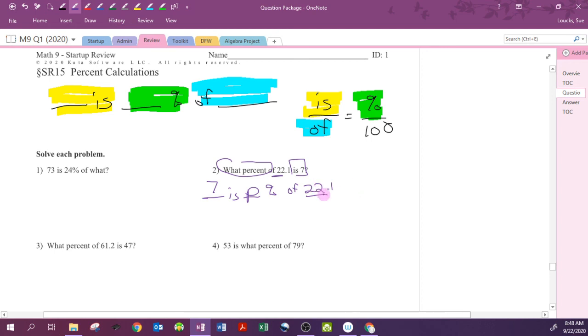And then I'm going to cross multiply and divide that. Oh, sorry, I'll put it into the proportions. So is 7, of is 22.1, and that equals P over 100. Let me finish this. P equals 7 times 100 divided by 22.1. P equals 31.67, which I'm going to round to 32%. It's a percent. I can round it to a whole number. All right.